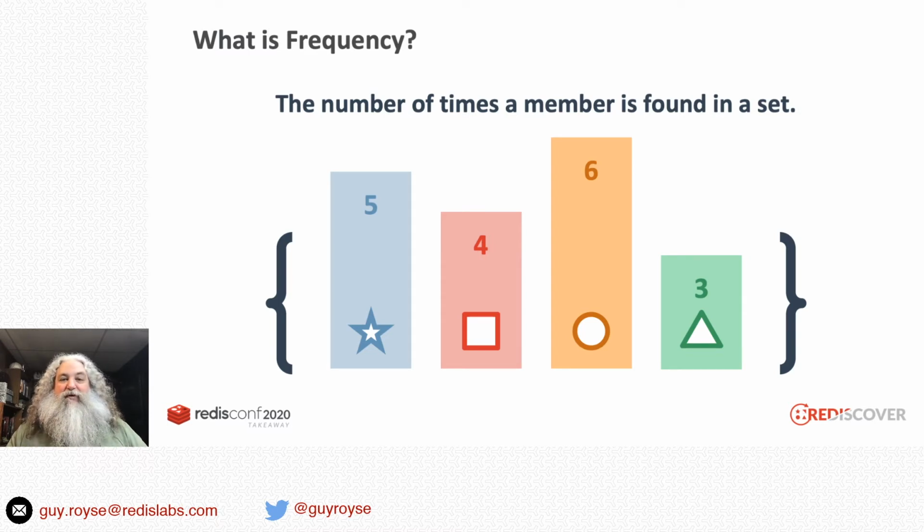With frequency, with count min sketch, instead we can have a set of videos and increment the number of times that video is in the set by the number of views it's had. And so there's a number associated with that item, that element in the set. Here our star's got 5, our square's got 4, our circle's got 6, and our triangle's got 3. The number of times the circle is in this set is 6. But the cardinality of the set's still 4.